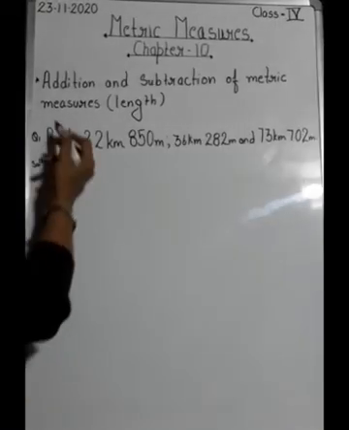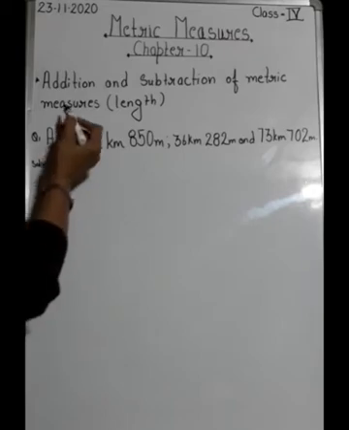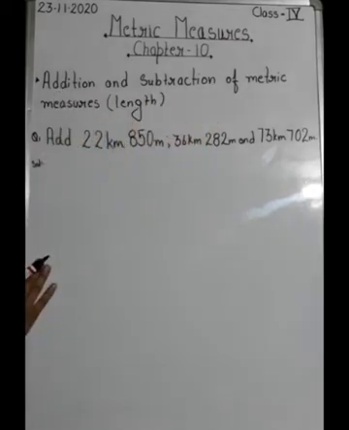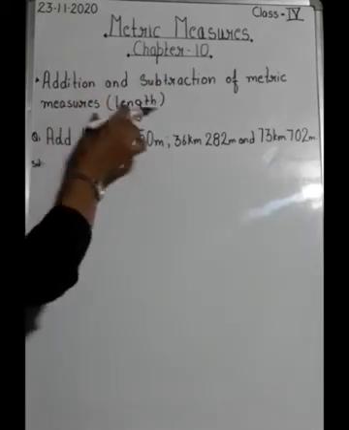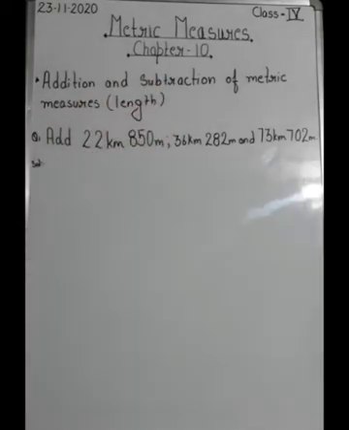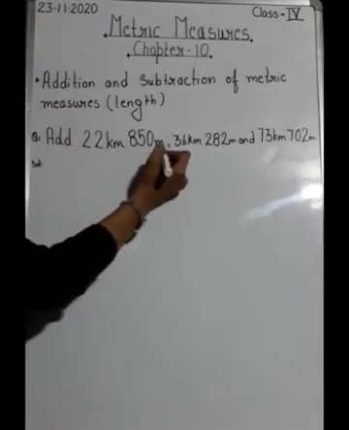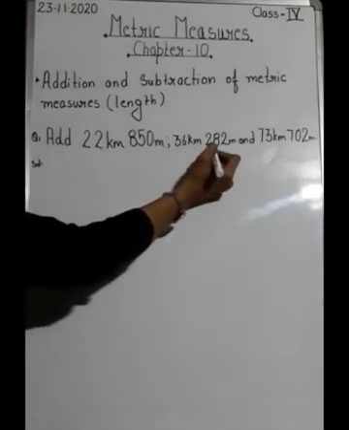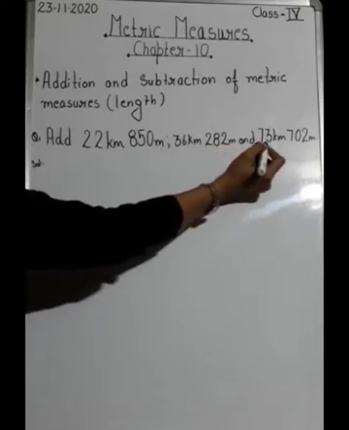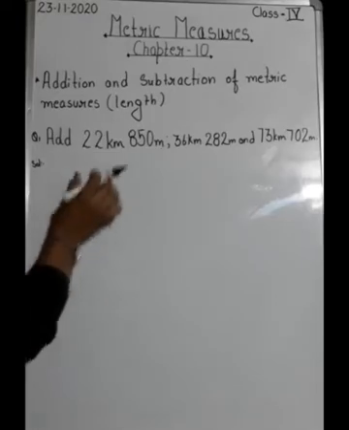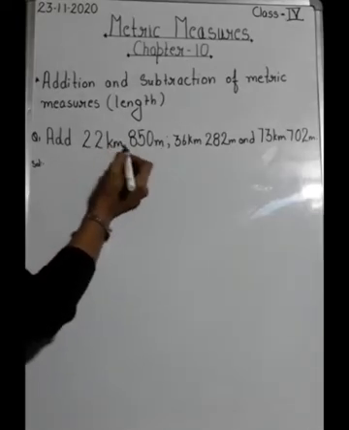So class 4, this is the last topic of your chapter number 10, that is addition and subtraction of metric measures. Now we will learn how to add and subtract metric measures, and first I am taking that of length. So I have written a question: add 22 kilometer 850 meter, 36 kilometer 282 meter and 73 kilometer 702 meter. For adding them, you can see that here I am having two units.